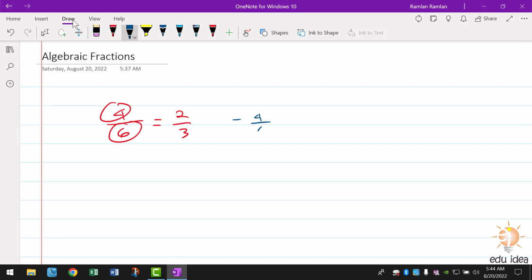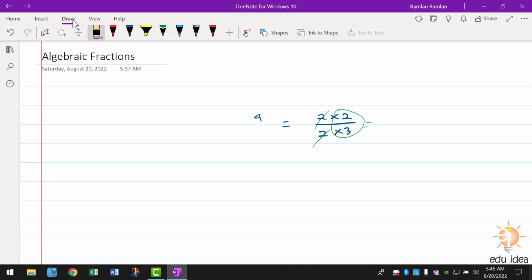So 4 over 6 is 2 times 2 over 2 times 3. Because they're all being multiplied, we can do cancellation here. We can cancel the 2 over here, so we can cancel some numbers like this. Okay, so it's just 2 over 3, and we get the exact same answer. When we go to algebraic fractions, it's actually the same concept that applies if you want to simplify some fraction.